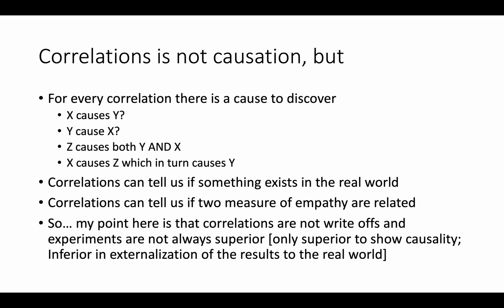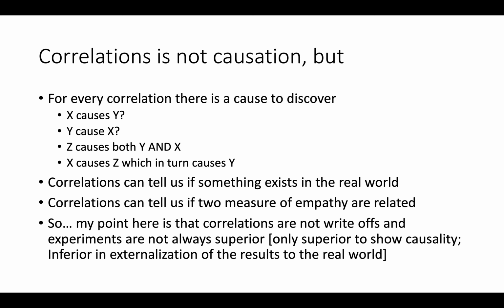Right? As scientists, we can't just sit there and yell at people, correlation is not causation, right? We don't do that. Correlations get published all the time. They're not inferior, right? We need to then figure out the cause. And the only way to figure out the cause is to do experiments. But when we find a correlation, we know that something exists in the world.